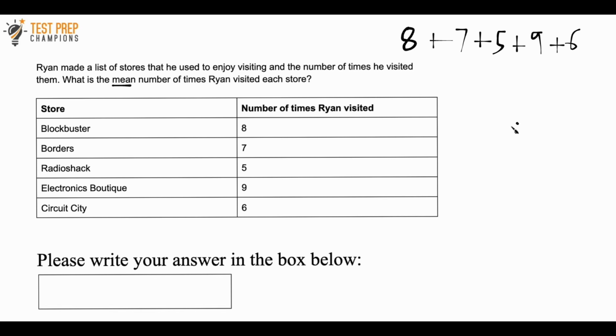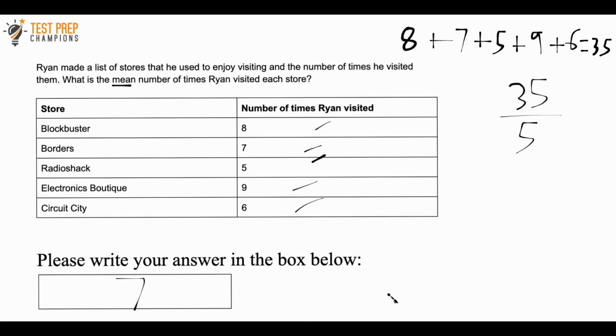So if you add these up, 8 plus 7 plus 5 plus 9 plus 6, we get 35. And so next what I want to do is count up the total number of numbers that we have, and that's what I divide by. So we have 1, 2, 3, 4, 5. We've got 5 different numbers here, so that's what we divide by. Now 35 divided by 5 is 7.